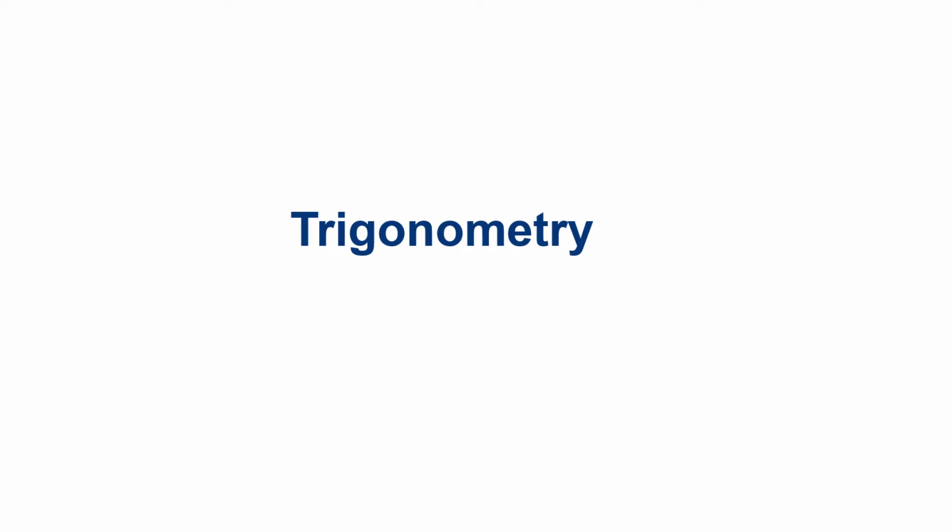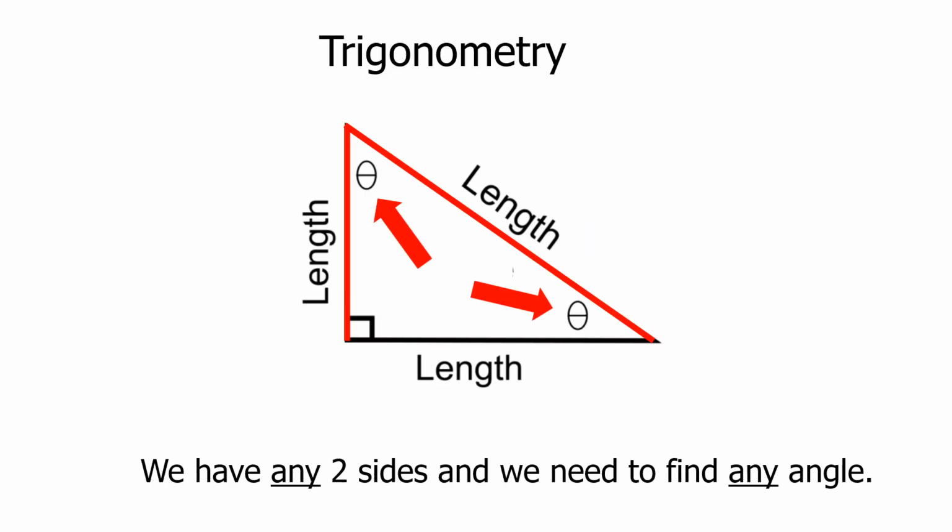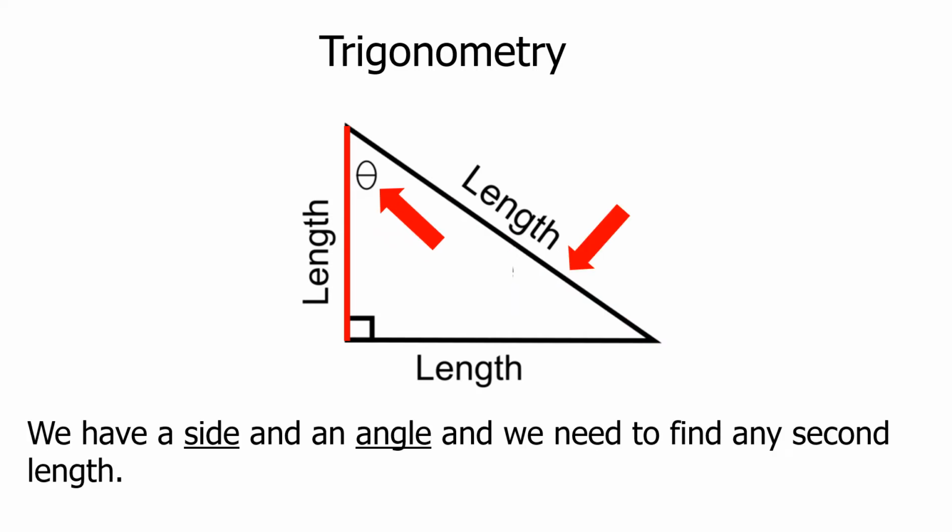Now let's look at trigonometry, using lengths and angles to find missing information. In this diagram we have two lengths or sides. With these two lengths we can calculate the missing angles. In this diagram we have an angle and one length. With that angle and length we can calculate the other two lengths.